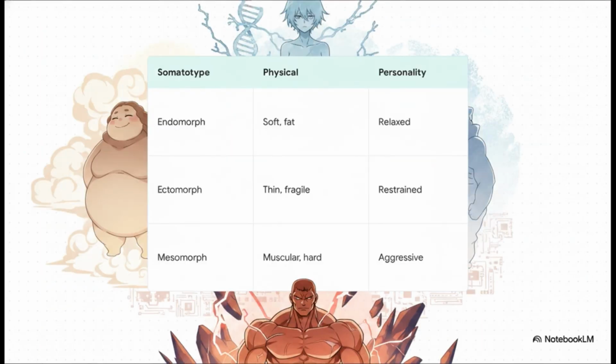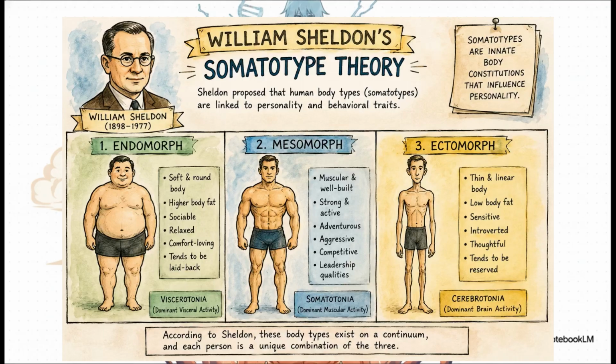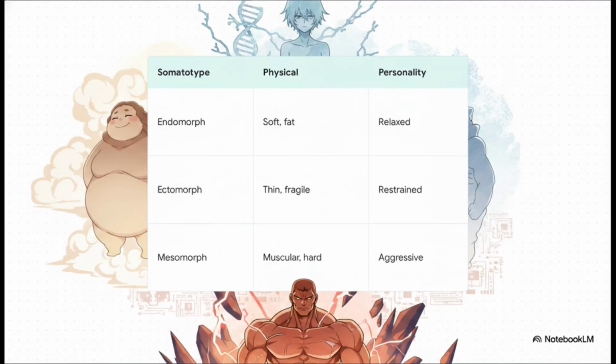Now, fast forward to William Sheldon's 1940s somatotypes. He categorized human bodies into three main types. You've got the endomorph, who is soft and round with a pretty relaxed personality. Then the ectomorph, who's thin and fragile with a restrained personality. And finally, the mesomorph, who is muscular and hard. Sheldon argued that the brave, adventurous, and aggressive mesomorph was statistically the most drawn to crime. And interestingly, his research did actually find a higher percentage of mesomorphs in delinquent populations.